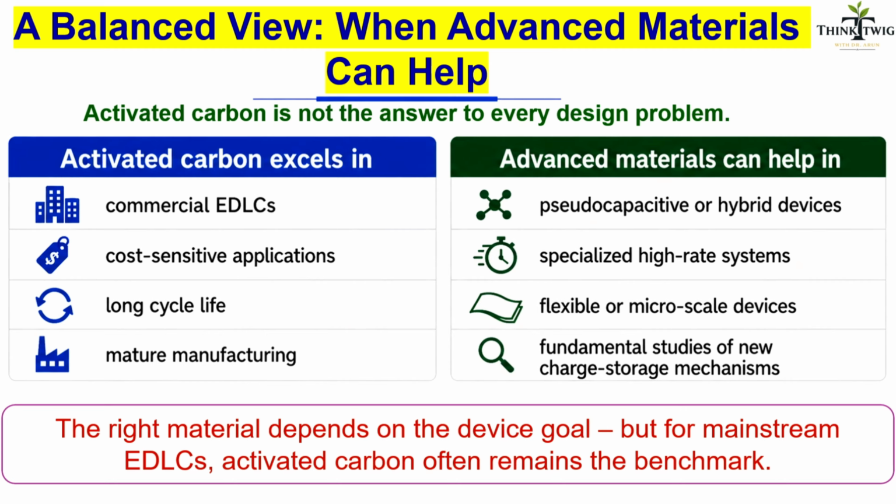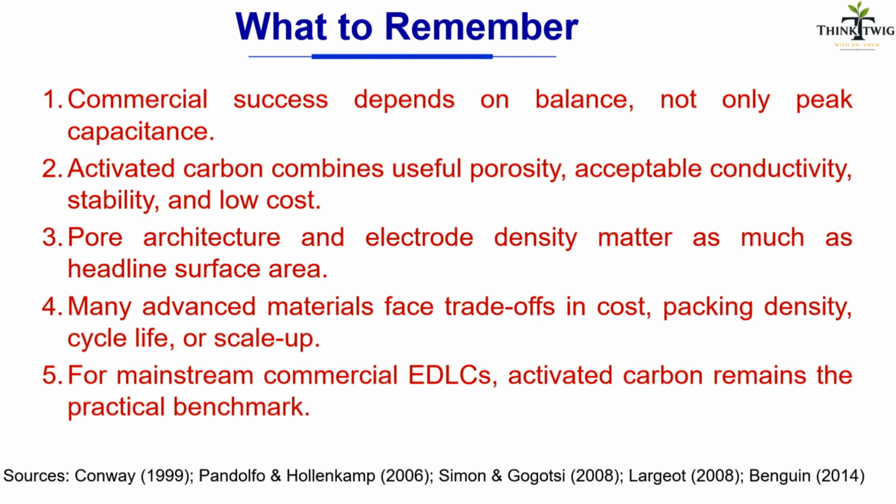So after looking at the full picture, the result becomes quite clear. Activated carbon does not remain important because it always produces the highest capacitance value. Its strength is balance. It gives useful accessible surface area. It provides an effective pore structure. It has acceptable conductivity. It is chemically stable. Its electrode density is practical. It can be processed using established methods. Its raw material and production route can be economical, and it provides the long cycle life expected for EDLC operation.